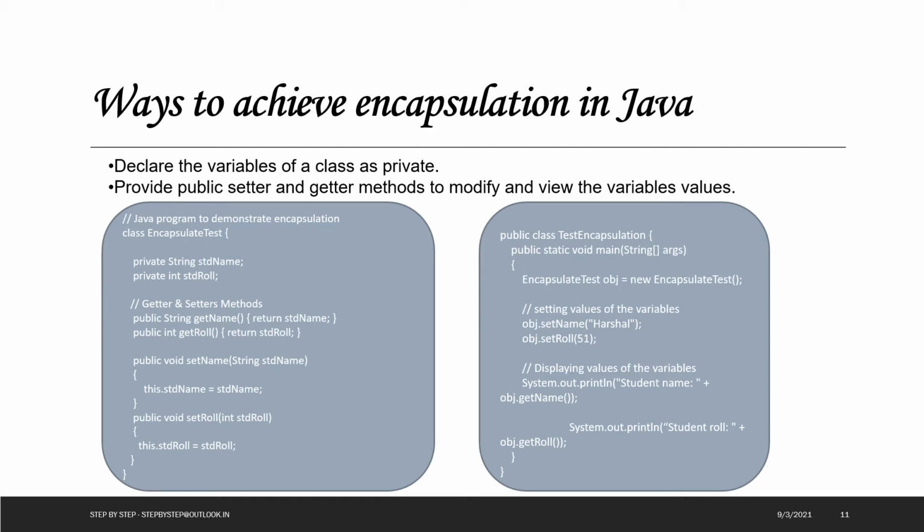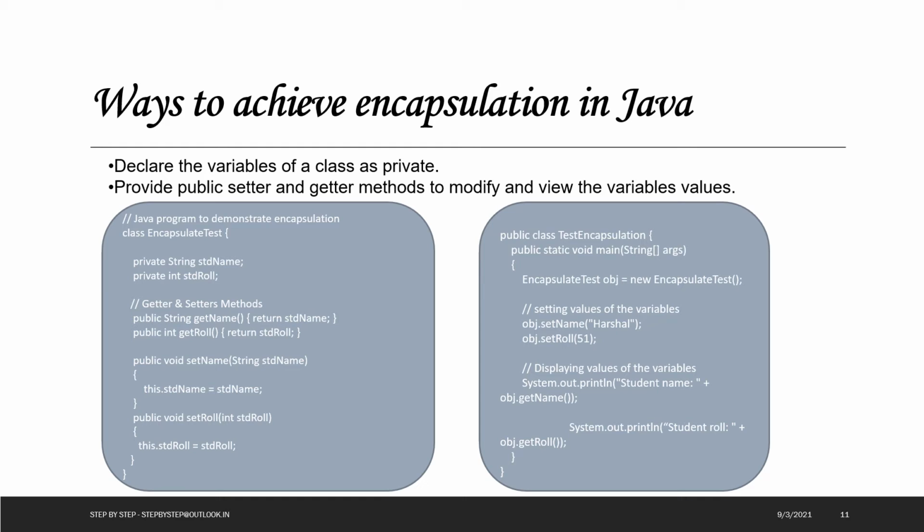So how to achieve encapsulation in Java? It can be achieved in the below way, wherein you declare the variables of a class as private, and you provide the getter and setter methods for those private variables as public. The getter and setter methods should be public so that they can be accessed from outside the class.